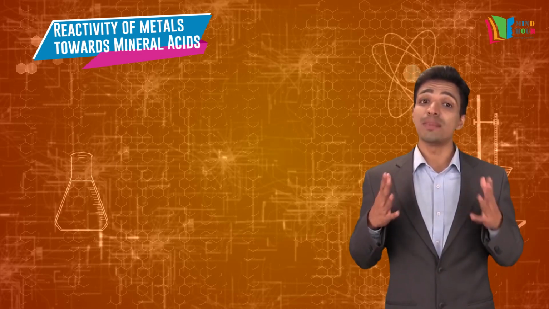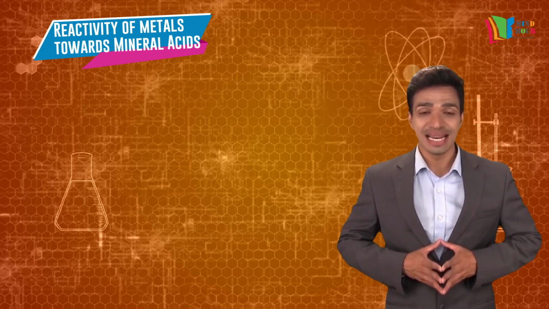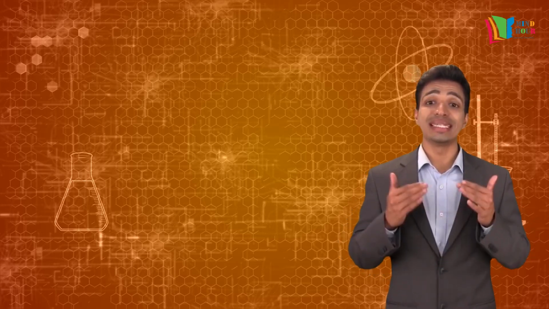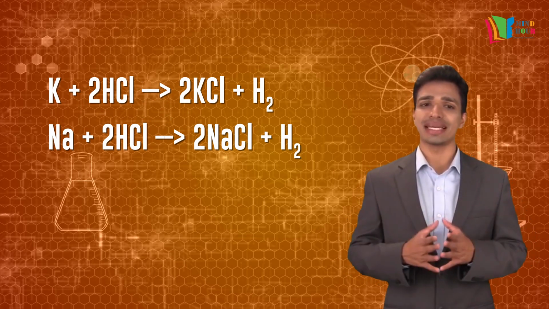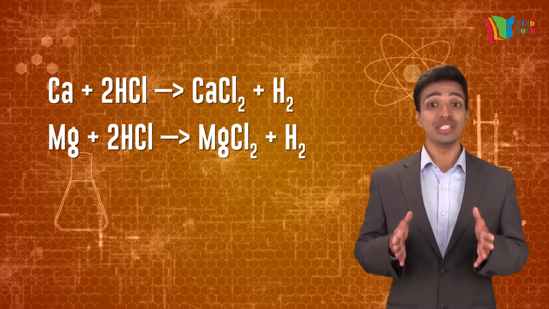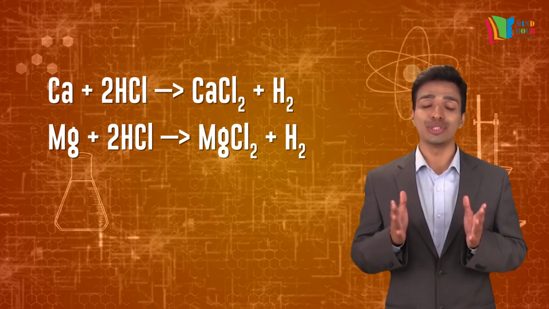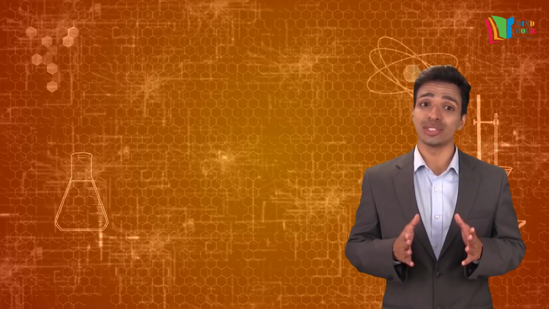The metals which are present above hydrogen in the reactivity series can reduce hydrogen ions from acids like HCl and H2SO4. Reactivity decreases on moving down the series. Potassium and sodium react vigorously with dilute acids to liberate hydrogen gas. Calcium and magnesium also react vigorously, but more slowly, with acids, liberating hydrogen gas. Metals below hydrogen in the series do not liberate hydrogen on reaction with concentrated or dilute acids.